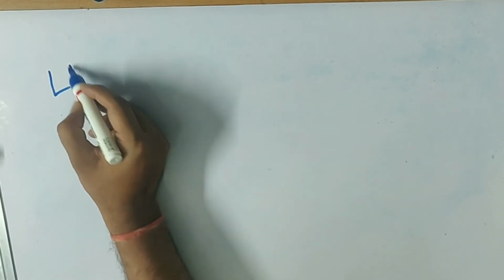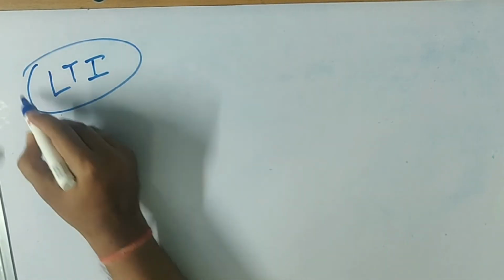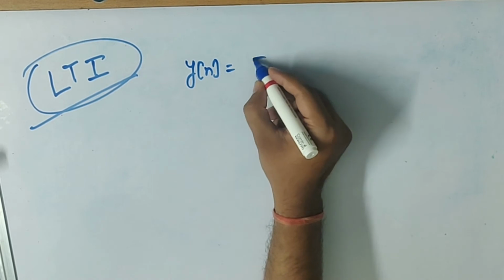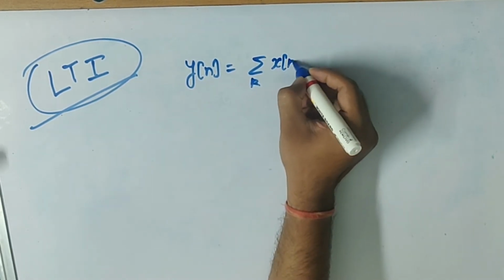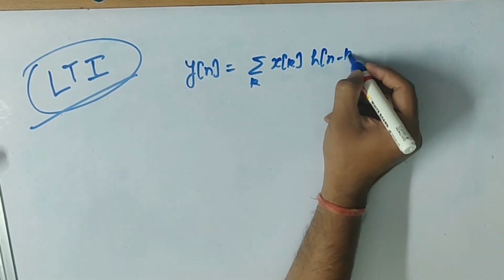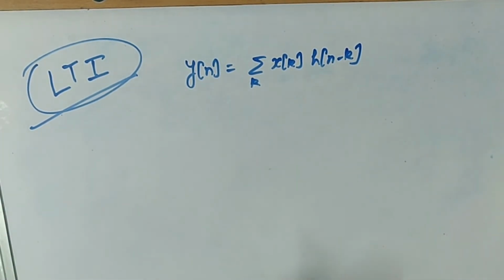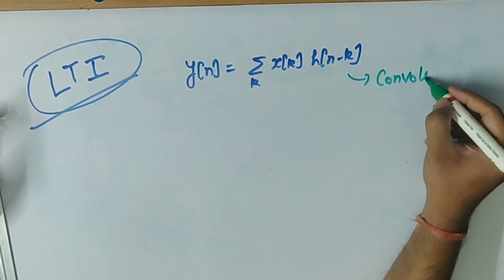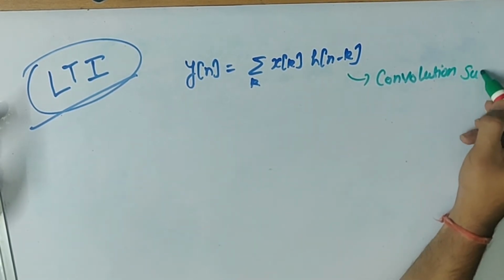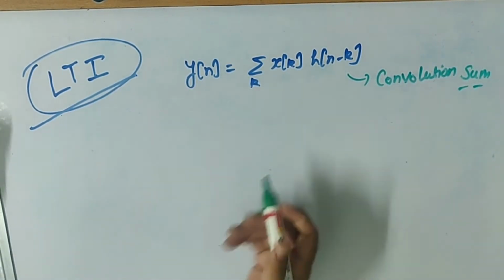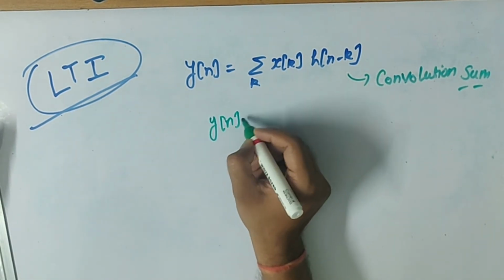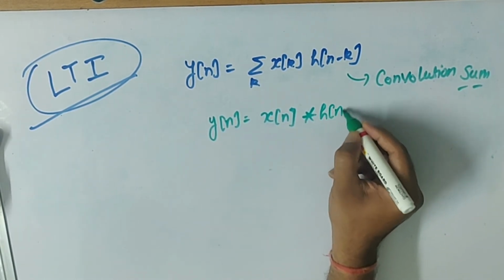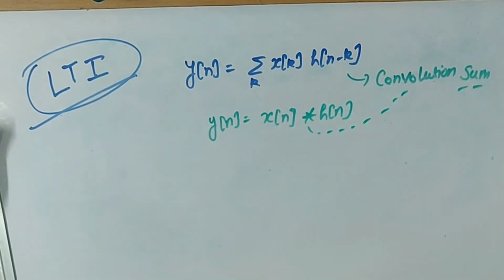So now, talking of LTI systems, those are represented by this equation: y[n] equals summation over k of x[k] h[n minus k]. This equation has one more name, convolution, or convolution sum. In shorter form it can be written like this, where the symbol represents convolution.